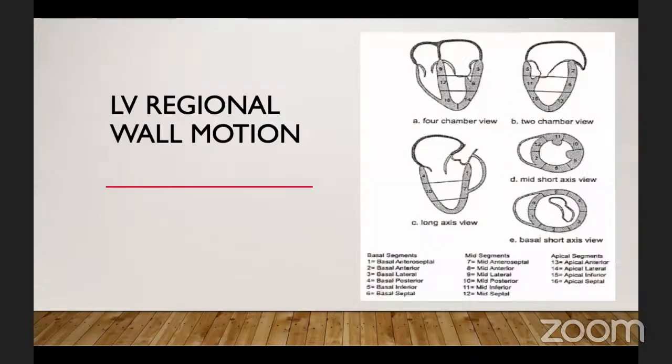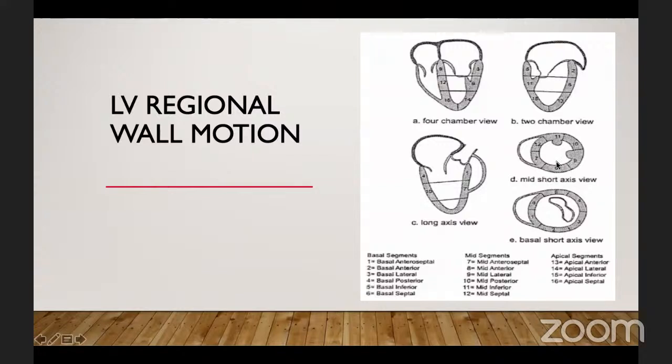An important part of the assessment of the LV function, systolic function, I mean, is the regional wall motion abnormality. And to assess that, we are dividing the heart into different sections. Usually we have a 16 segment model, and some might add the apical cap as the 17th segment. So these segments are divided in different views.